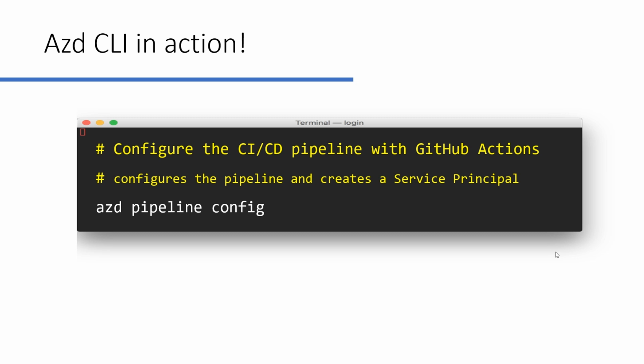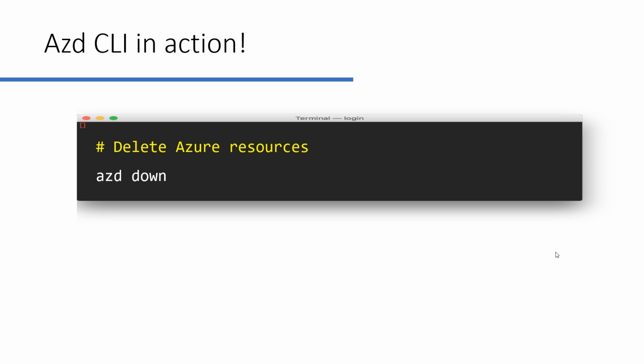So if you run this command, it will create a service principal first, that has the ability to deploy to your Azure environment, and then it will configure the pipeline, with that service principal used for the service connection. And finally, after you have completed your test and so on, you can perform the azd down command in order to delete all the Azure resources and stop being charged, or stop the billing for these resources. Okay.